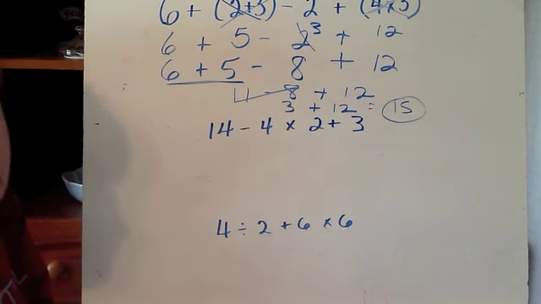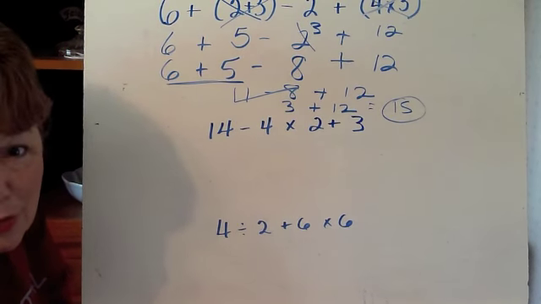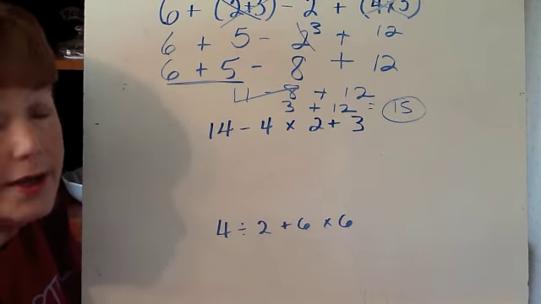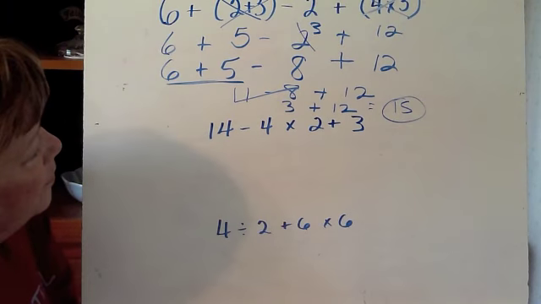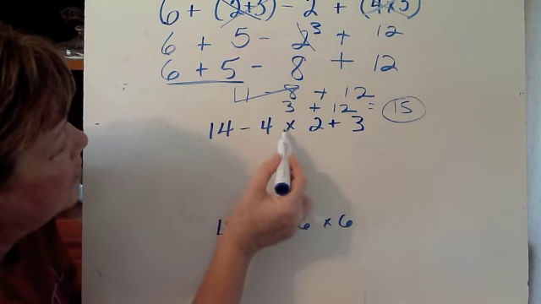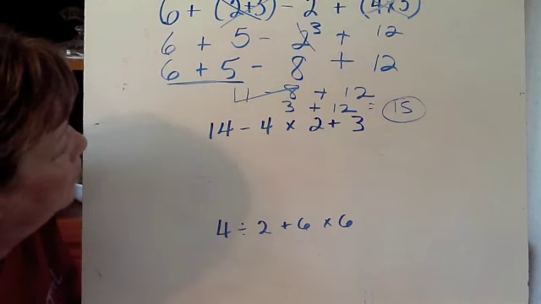Now, if I had done it in any other order, I would still get an answer. And if it's a multiple choice test, that answer is going to be on there, but it will be the wrong answer. This is the correct answer. So let's look at this next one. 14 take away 4 times 2 plus 3.